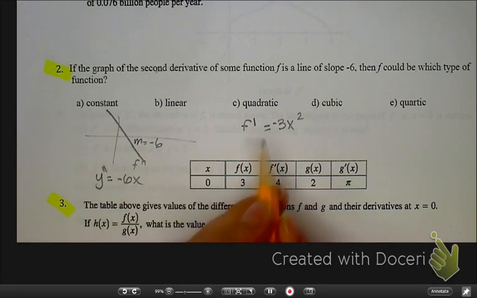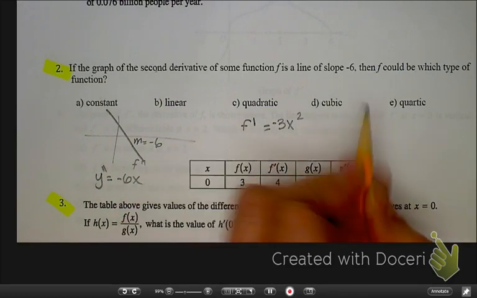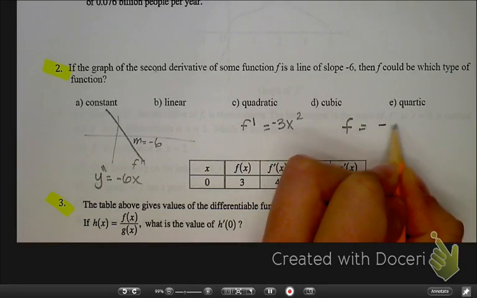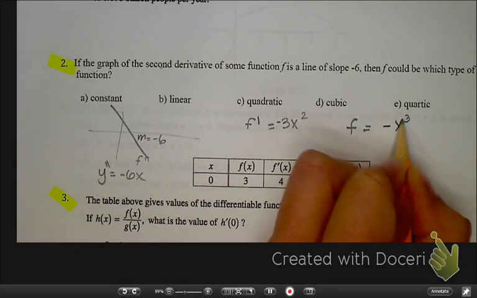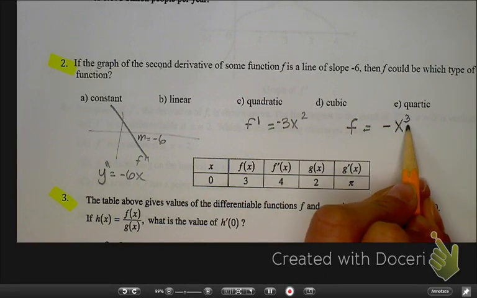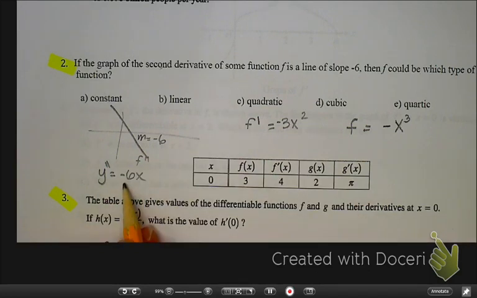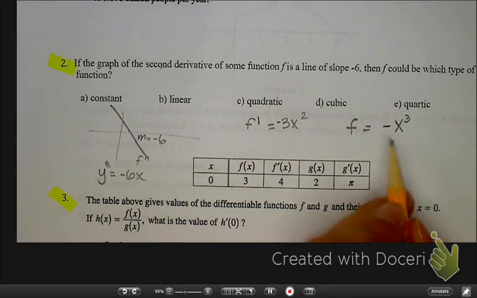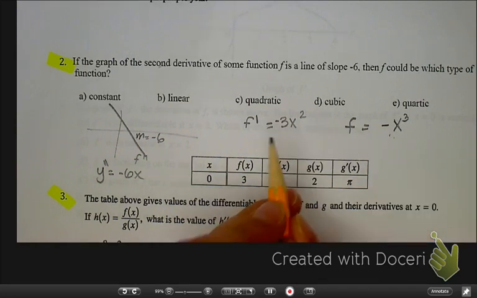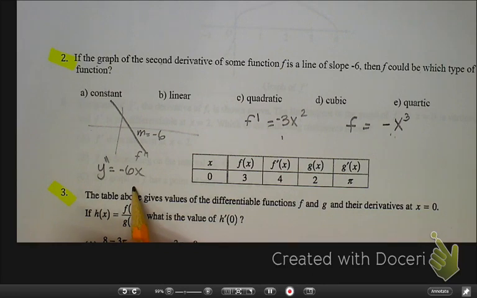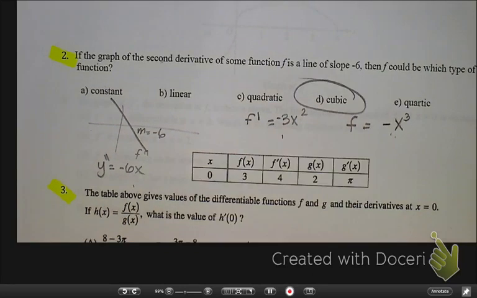Well, they don't want to know about f prime, they want to know about f. So going back one more, the original function must have been a cubic. For example, if the original function was negative x cubed, its derivative is negative 3x squared, and its derivative is negative 6x. So the original function had to be cubic in order to have a derivative that was quadratic and a second derivative that was linear. So D is the correct answer.